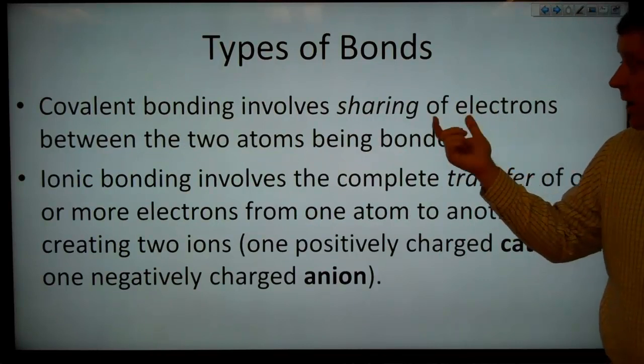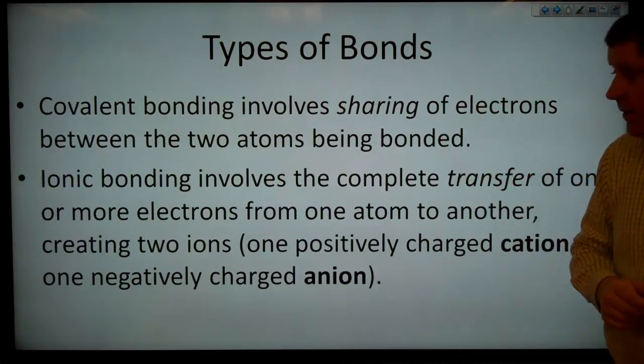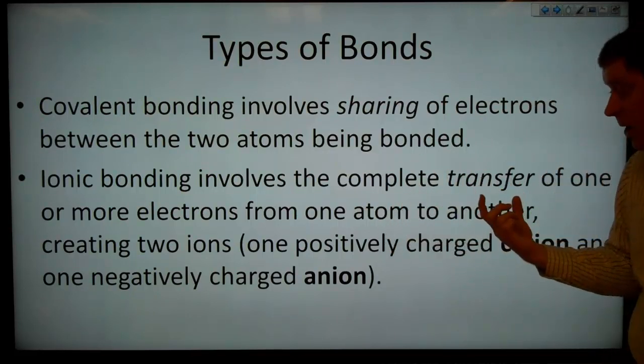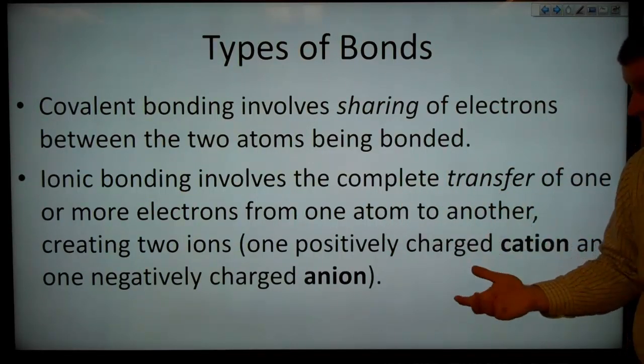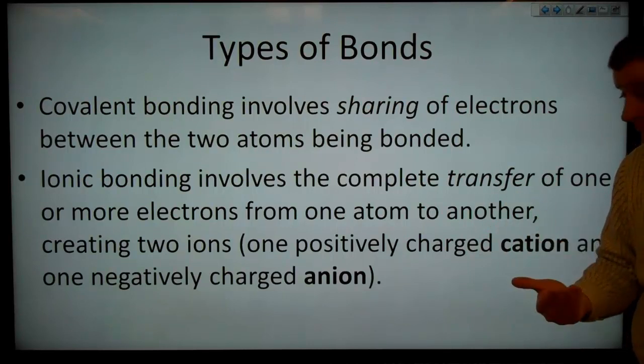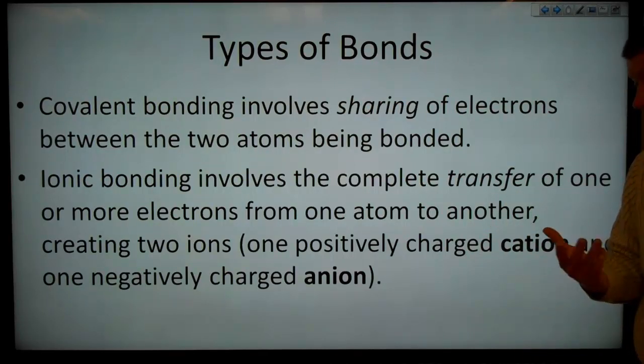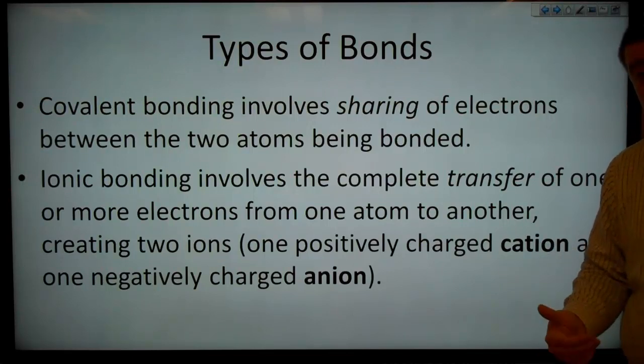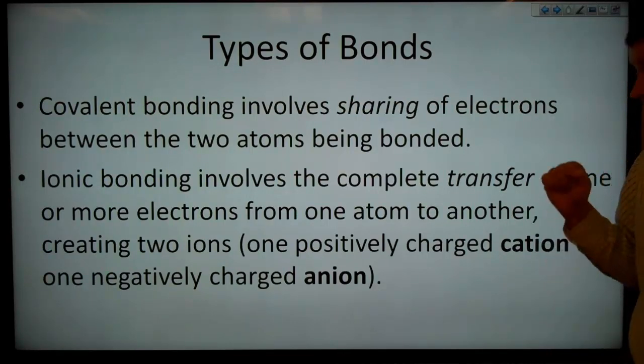Covalent bonding involves sharing of electrons between the 2 atoms involved in the bond, and ionic bonding involves the complete transfer of one or more electrons from one atom to another, creating 2 ions, one positively charged and one negatively charged. The positively charged ions are called cations, the negatively charged ions are called anions.